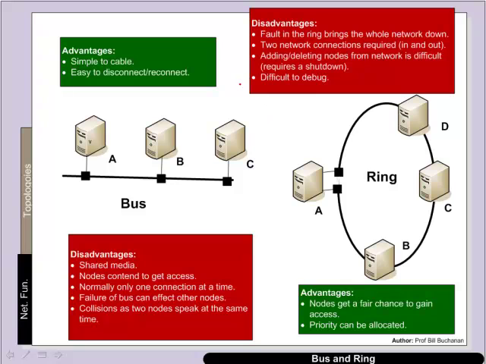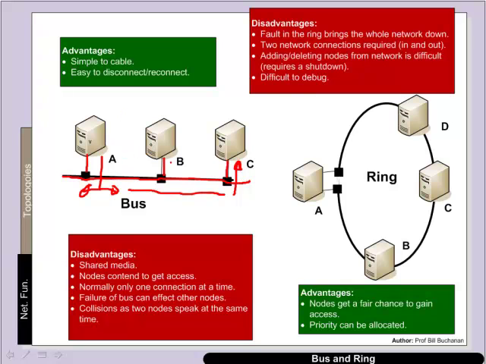So the next two types of topologies that came along were bus and ring. And bus allowed us to create a shared connection called the bus, and then each host connects into the bus. So when a node wishes to transmit, it sends its communications along the bus, and then they propagate, and in this case C will pick up the communications from A.